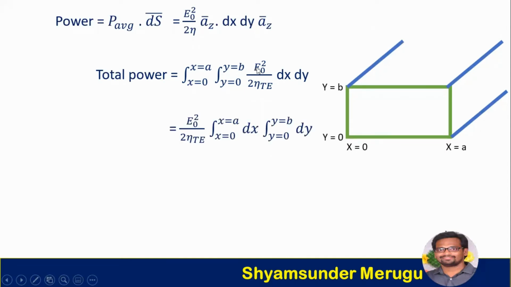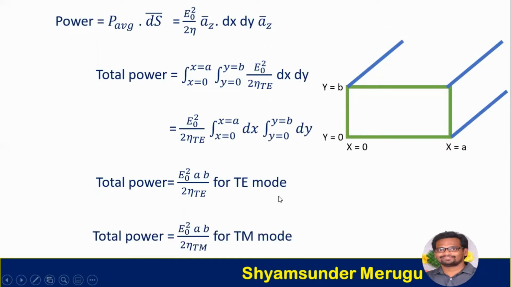So here E naught square over 2 eta TE is a constant. Now we are keeping the integrations for the x component as well as y. So here we can write integration x equal to 0 to a dx, integration y equal to 0 to b dy. And therefore for this integration we get a, and for this integration we get b. So the total power we can write is E naught square ab over 2 eta TE for TE mode. The same thing we can also write for the TM mode. So the total power equals E naught square ab over 2 eta TM for TM mode.